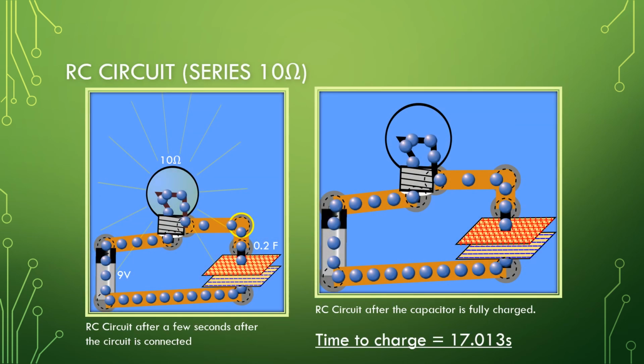For Part 2 of the experiment, we were to create an RC circuit like the one shown in the image on the left. A few seconds after the circuit is connected, the capacitor starts to build charge, but the light is still shining. The light becomes dimmer as the capacitor builds more and more charge. Once the capacitor is fully charged, the light goes out. The time to charge for a 10 ohm resistor is 17.013 seconds.